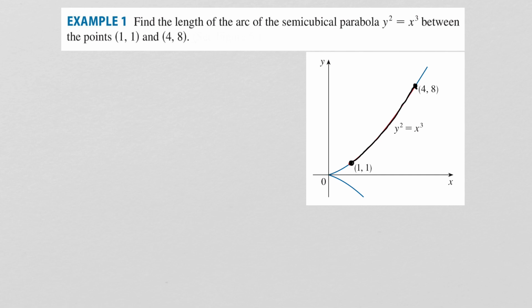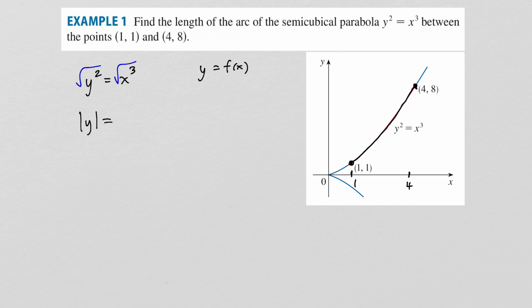So the first thing we need to do, if we're going to do this with respect to x, is realize that we're going to be integrating from x equals 1 to x equals 4. But then our curve is y squared equals x cubed. We need to have y as a function of x so that we can take its derivative. So the first thing we're going to do here is solve for y by taking the square root of both sides.